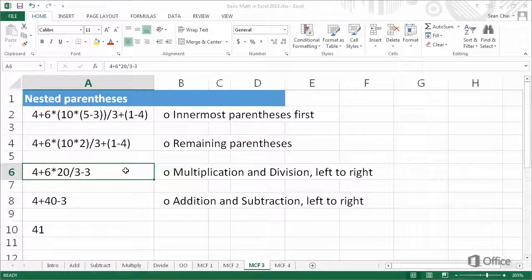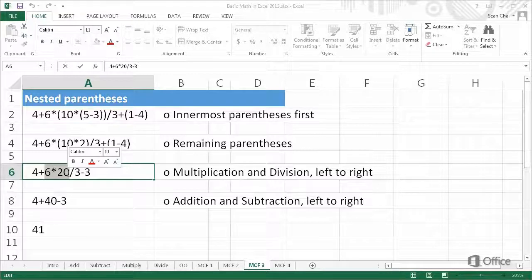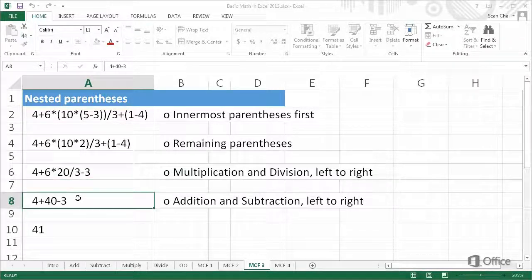Now we do multiplication and division from left to right. 6 times 20 is 120. Divided by 3 is 40, resulting in this formula. Lastly, we do addition and subtraction from left to right. 4 plus 40 is 44, minus 3 is 41.